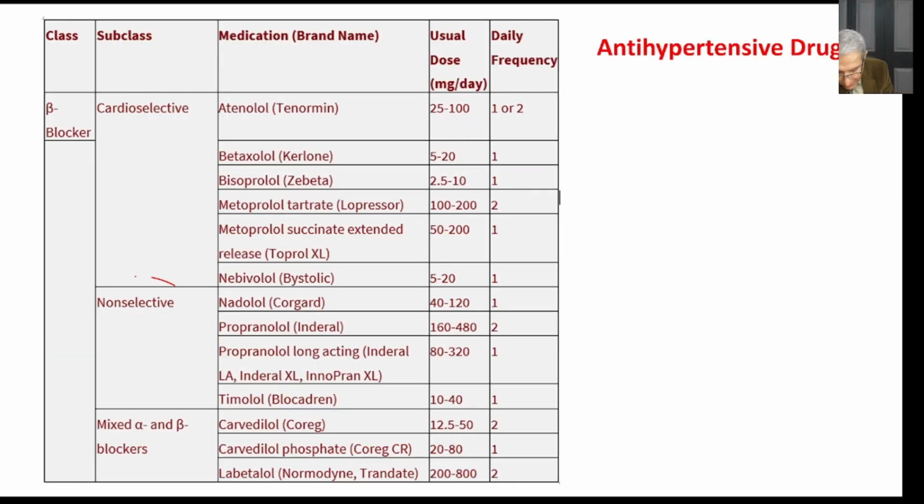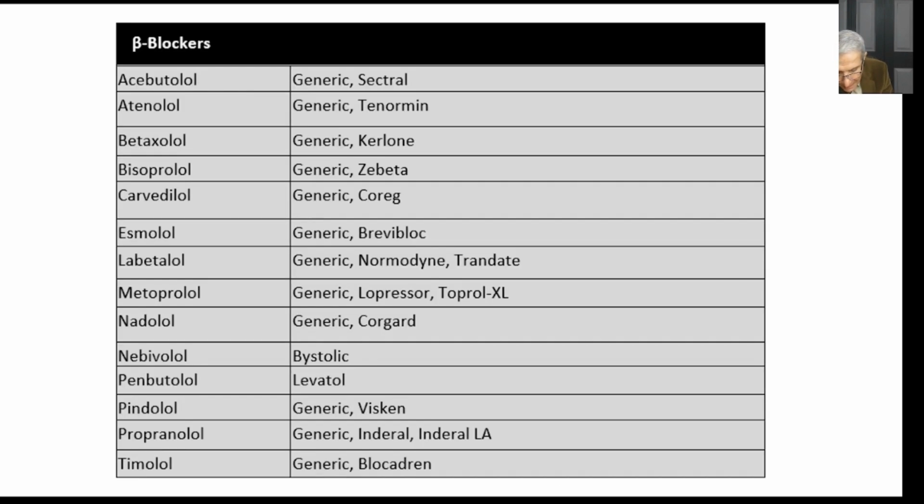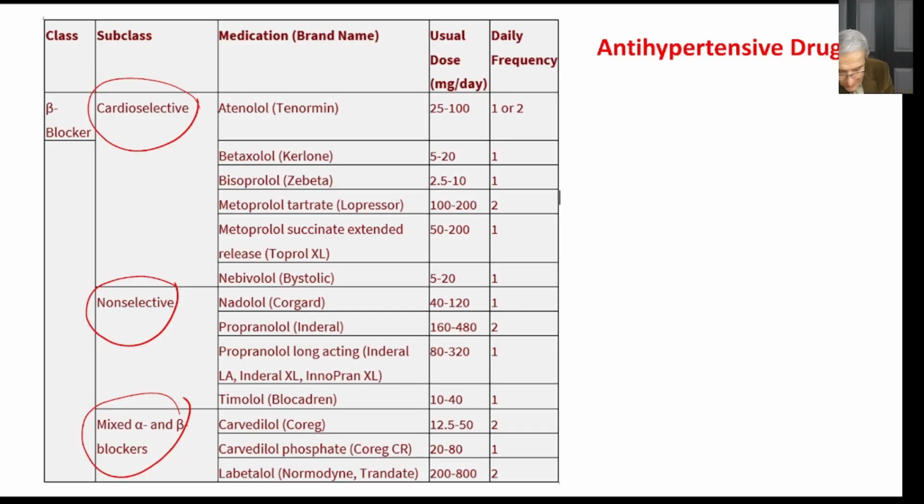Okay, non-selective beta blocker, selective beta blocker, mixed. We need to remember this list. It's a very important list for us. I will go back again to the list. For cardioselective, atenolol, very popular medication, Tenormin, metoprolol. We have two types of metoprolol, metoprolol tartrate, Lopressor, and metoprolol succinate, extended release, Toprol XL. Then we have nebivolol.